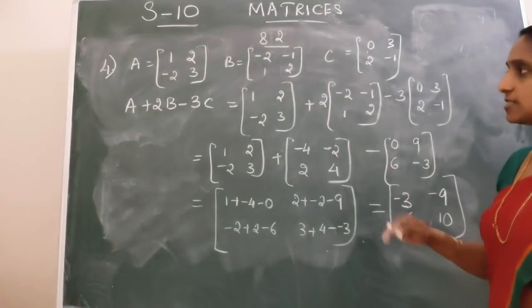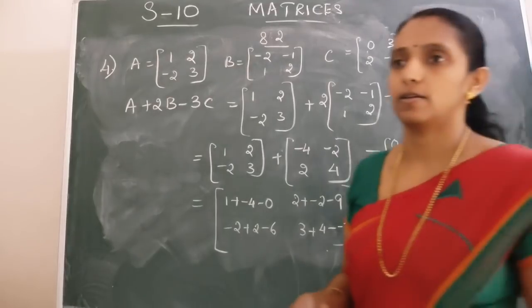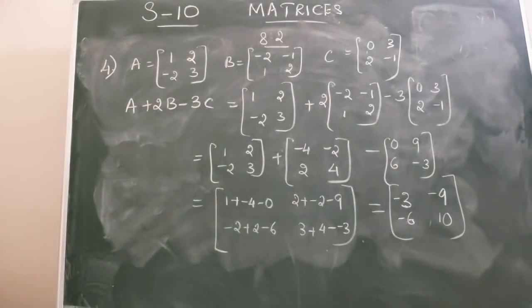Alright. So this is the addition. A plus 2B minus 3C. Note down A plus 2B minus 3C.